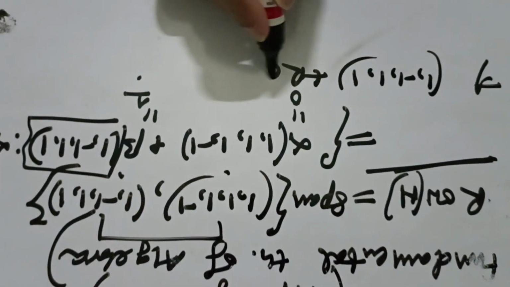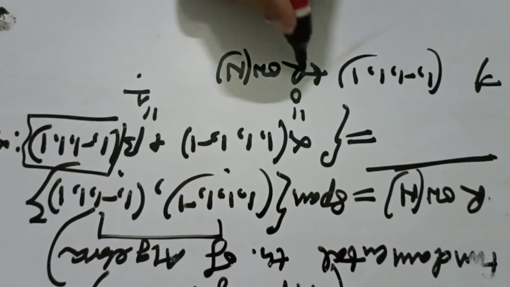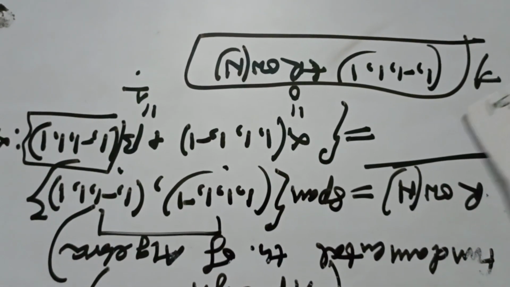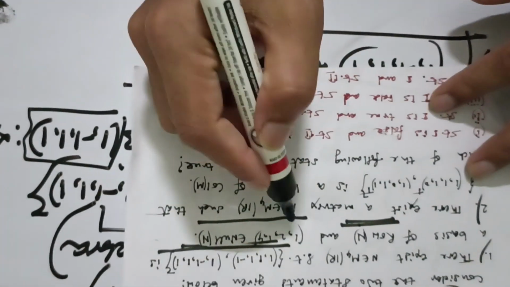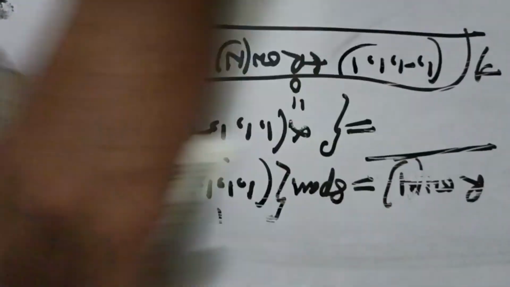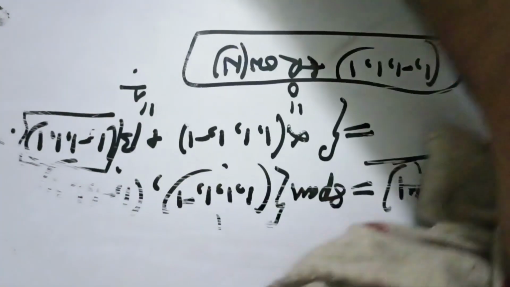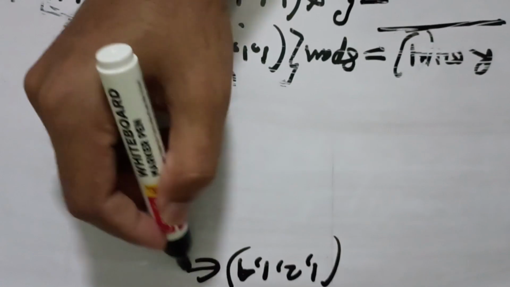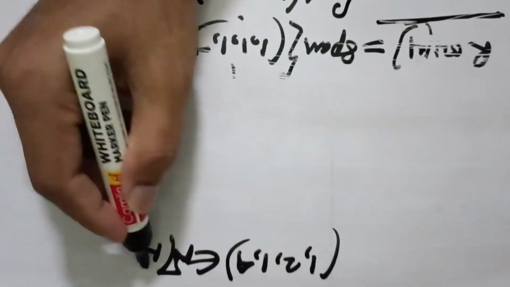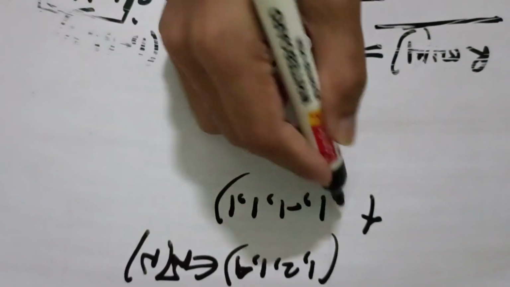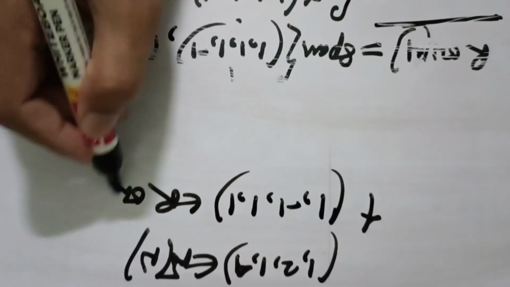This vector belongs to the row space of n, right? This vector belongs to the row space of n. And it is given that (1, 2, 1, 4) belongs to the null space of n. So this given vector (1, 2, 1, 4) belongs to the null space of n, and I've shown that the other vector belongs to the row space of n.